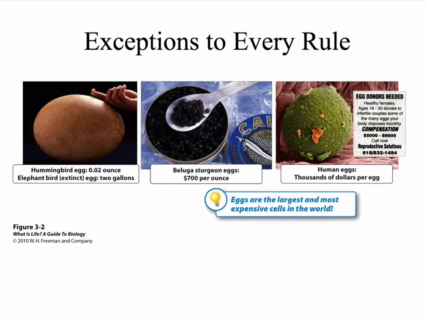Another type of cell that is very large are eggs. So after fertilization, the first step of an egg is a single-celled zygote. And this zygote can be very large in some cases. So an ostrich egg is very big. Even a hummingbird egg is big enough for us to see. So eggs are also, fun fact, some of the most expensive single cells you'll ever find. So sturgeon eggs, if you're looking for some caviar, can be up to $700 an ounce. And then there are places and people who buy human egg cells, and they can go for thousands of dollars per egg.